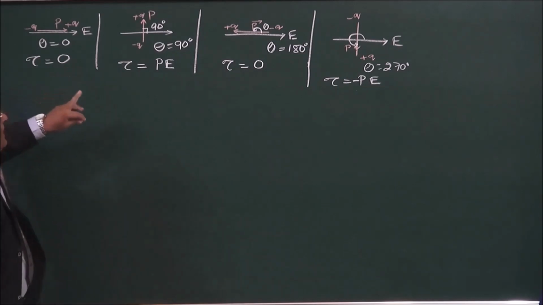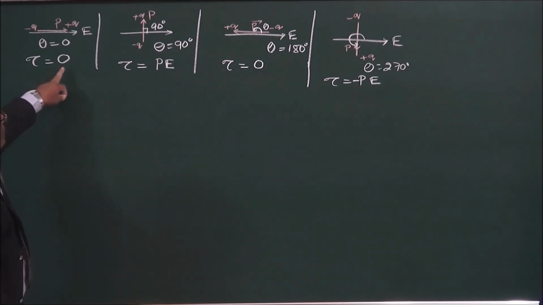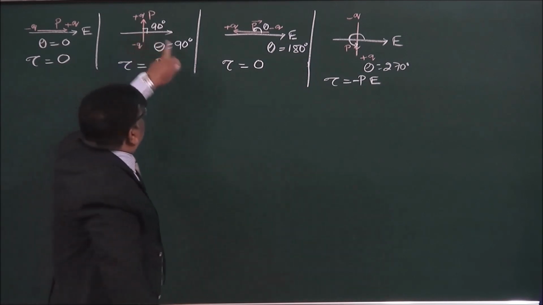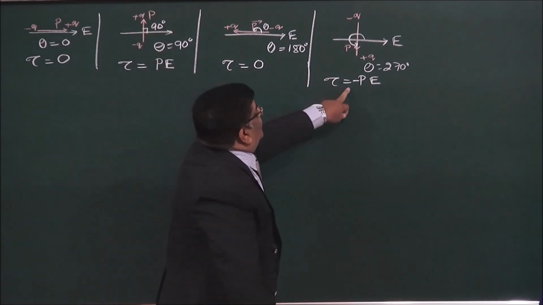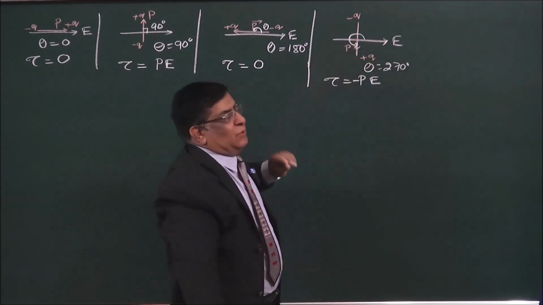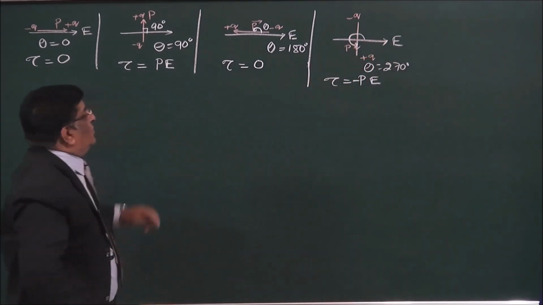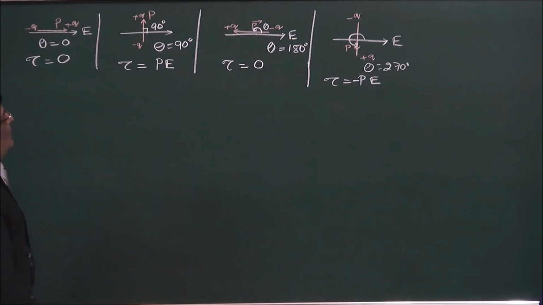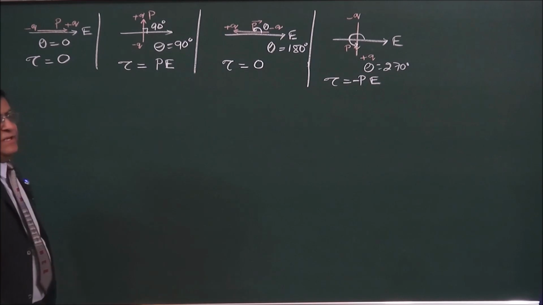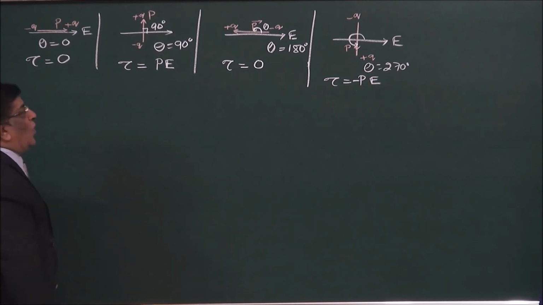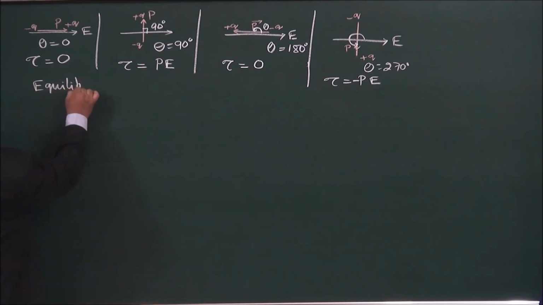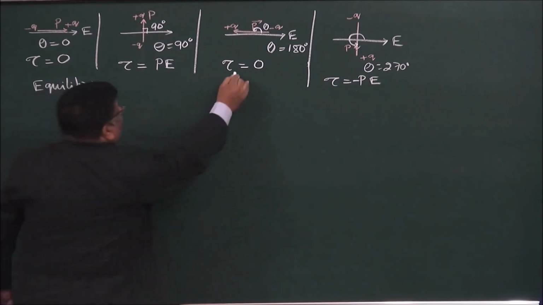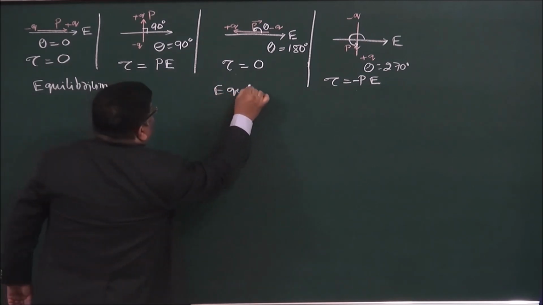So we have seen the values of torque: 0, PE, 0 and minus PE. Again it will be here. So you have to remember this for the different cases, and you should be able to derive it. Now, which will be known as the equilibrium condition with reference to torque? Answer: whenever torque is 0, this is the equilibrium condition, and this is also an equilibrium condition.